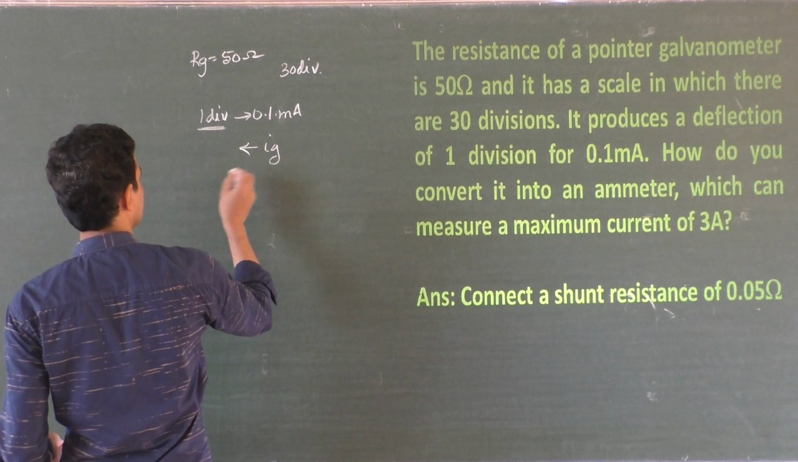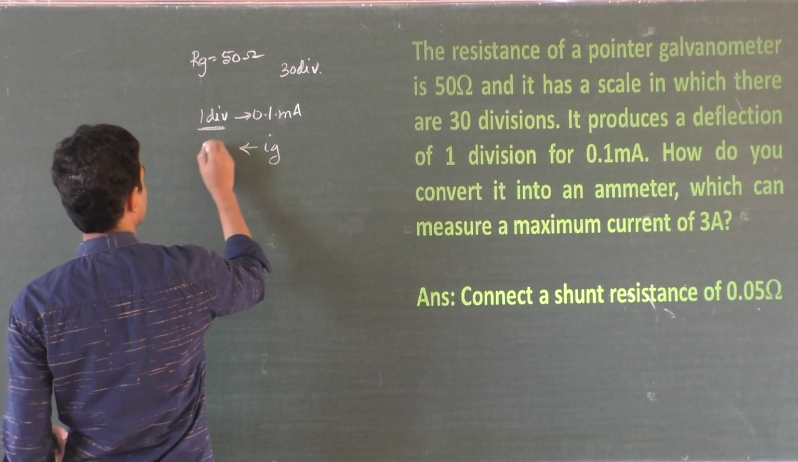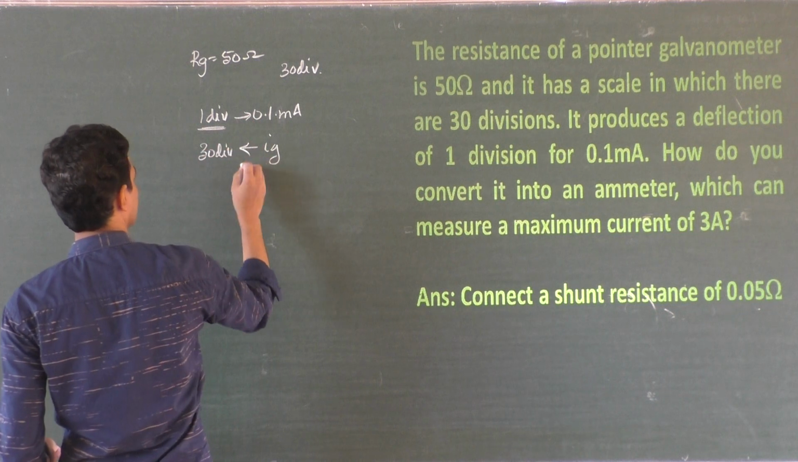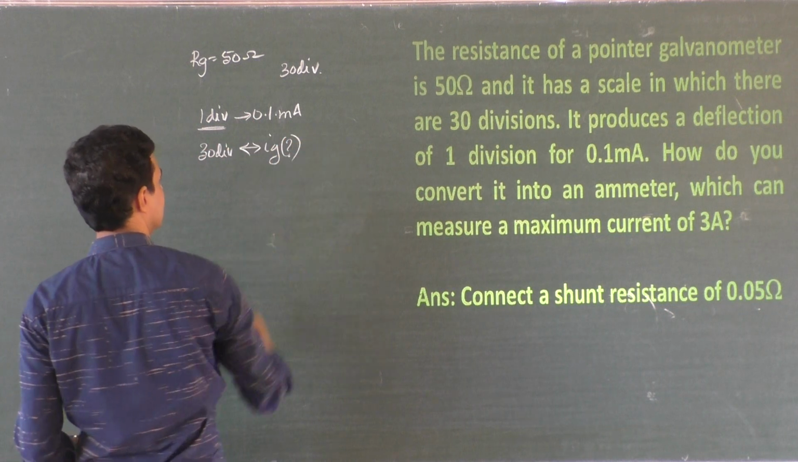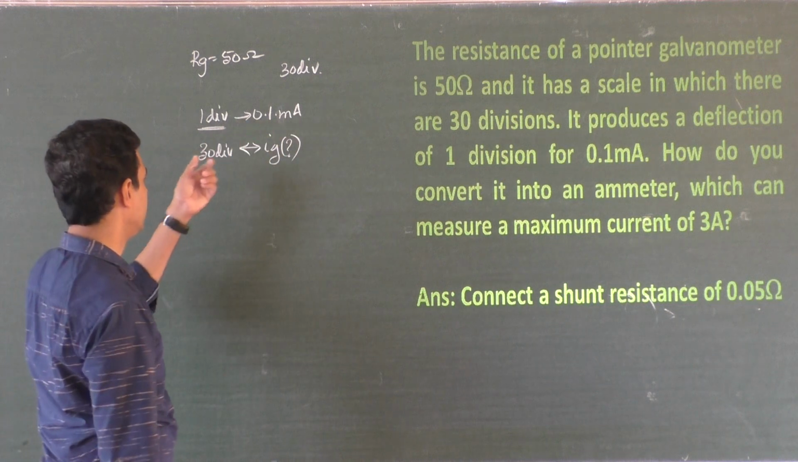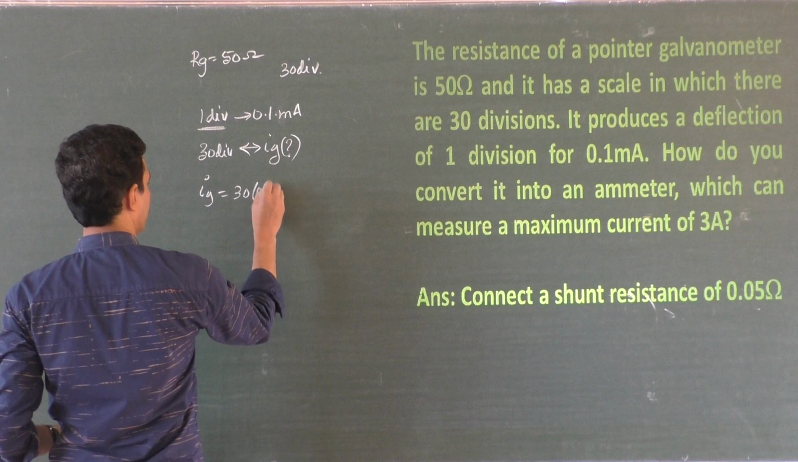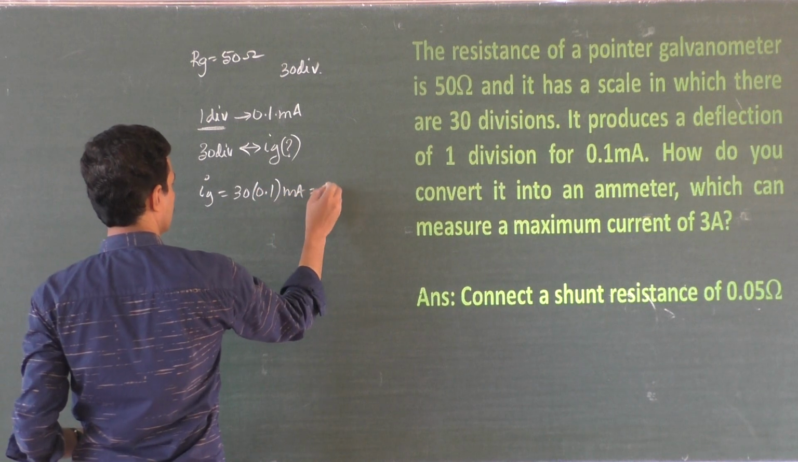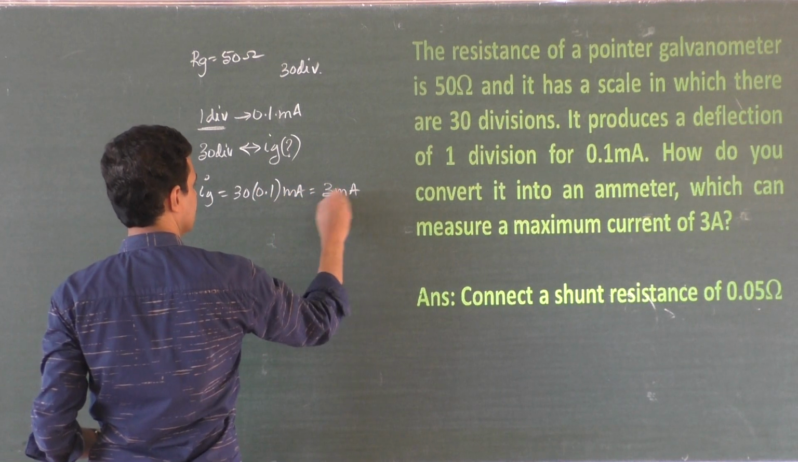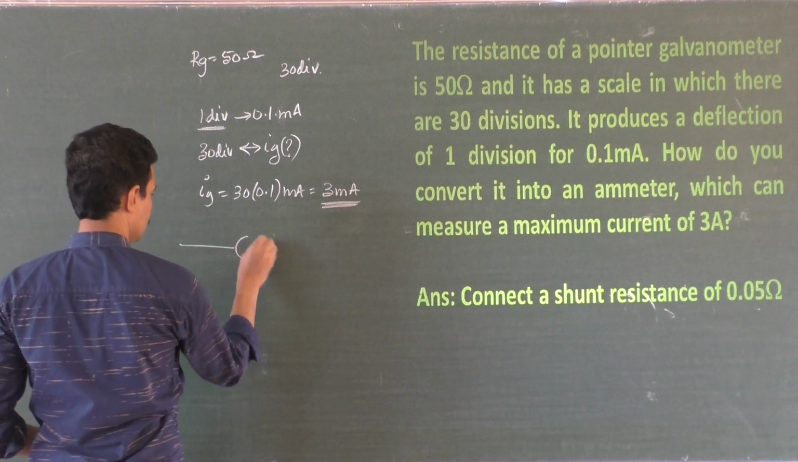Ig is nothing but, for how many divisions? 30. For 30 divisions, how much? That is Ig. 1 division is 0.1 milliampere. 30 divisions how much? So what is Ig? Ig is equal to 30 divisions into 0.1 milliampere. That is equal to 3 milliampere. That's all. Then our usual diagram.